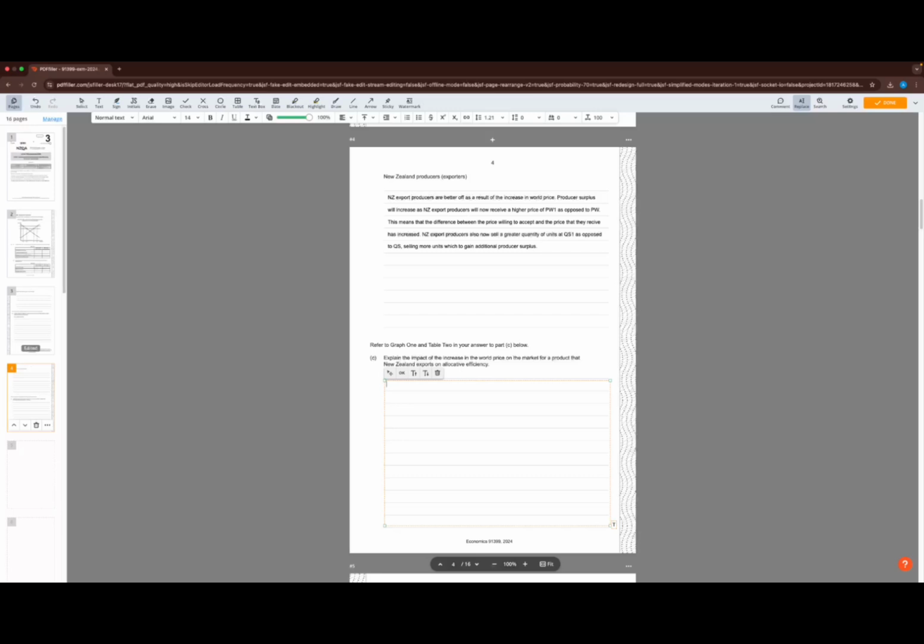First of all, we'll start off by explaining what allocative efficiency is. So allocative efficiency is achieved when consumer and producer surplus are maximized and there is no deadweight loss. And we'll just put that in brackets (DWL) so you can reference DWL for the rest of our report now.